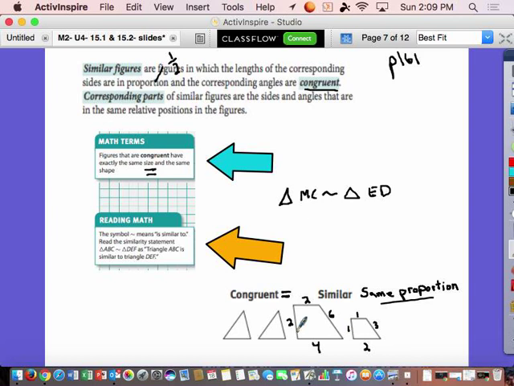So this side, right here, from here to here, is similar to this side right here. They're in direct proportion, right? I could write it as a fraction. And if you notice, they all come out the same. They're all going to equal the same proportion.